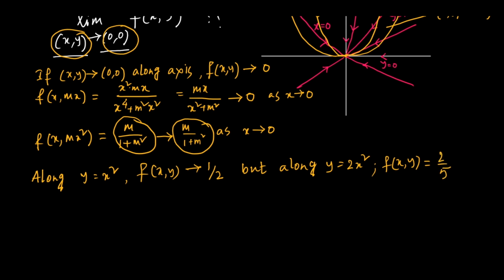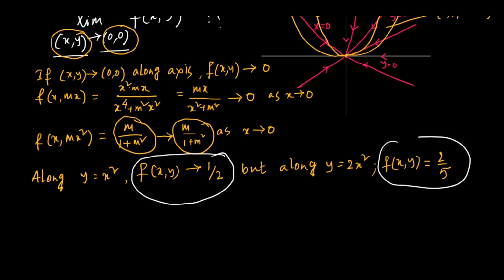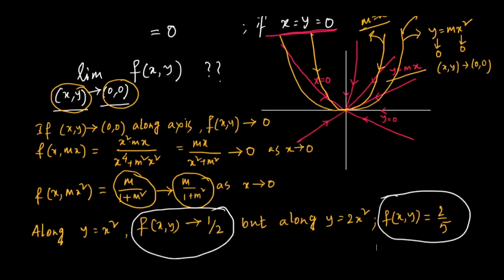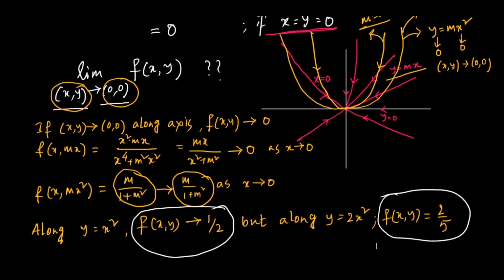So you can see clearly here f(x,y) approaches 1/2, here f(x,y) approaches 2/5. So f(x,y) is going to two completely different approach points. That means by definition we can say that this limit does not exist. So this is how, by showing counterexamples, we can prove that the limit does not exist.